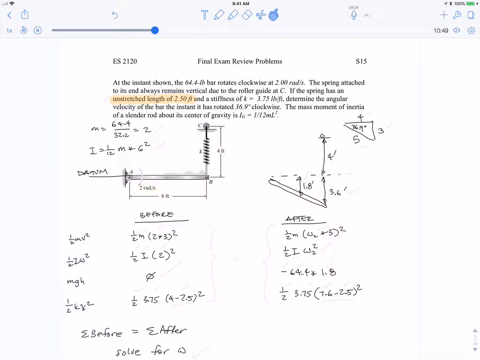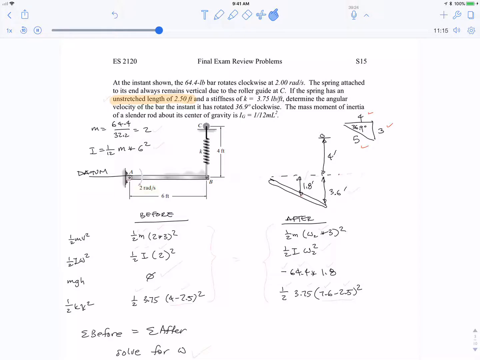So you have a starting position, and there's weights dropping, there's springs stretching. This is definitely an energy problem. The first thing I did was 36.9 degrees. That sounded familiar. I took the tangent of that and it was 0.75. That means it's a 3, 4, 5 triangle. So that'll be handy to know later.